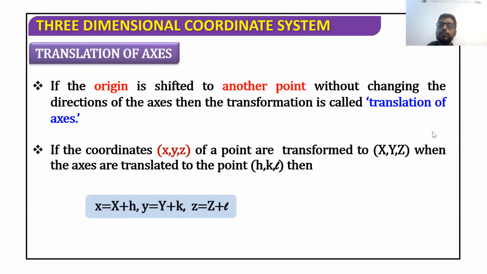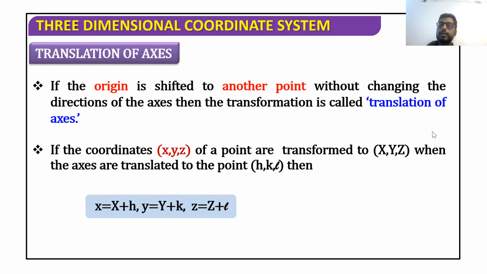If you are going to move your origin, it is going to be 0, 0, 0. But if you shift your origin to, suppose, another point which is h, k, and l, then you would have your new coordinates as x equal to x plus h, y equal to y plus k, and z equal to z plus l. So this is the case when you're going to shift your origin to some other point.